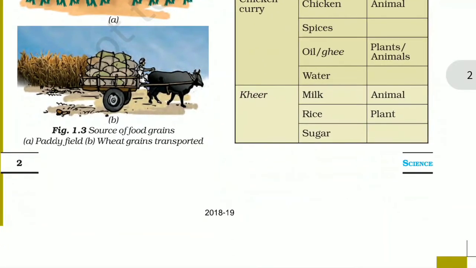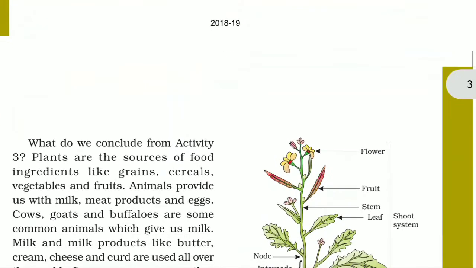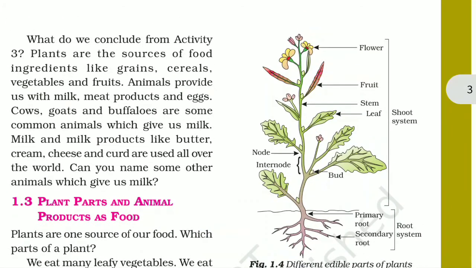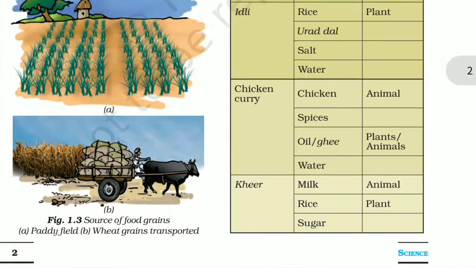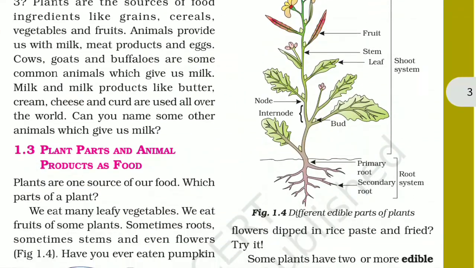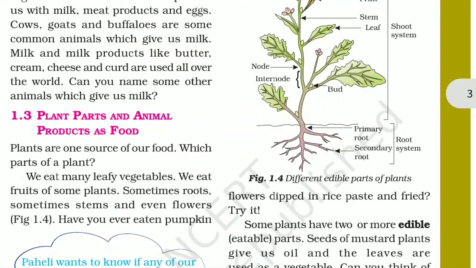Kheer: milk, animal; rice, plant. So milk comes from animal and rice comes from plant. Sugar comes from plant because of sugarcane. So in this activity 3, include what all things you have included. You can include any other things too. If I take something like curry, there are a lot of things which are used.